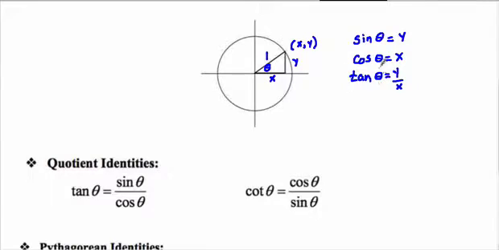All right, so since we know tangent is y over x, and since we know that sine is y and x is cosine, we can just replace them and we get these identities. Then because cotangent is just the reciprocal of tangent, as we just saw above, then cotangent would just be cosine over sine.